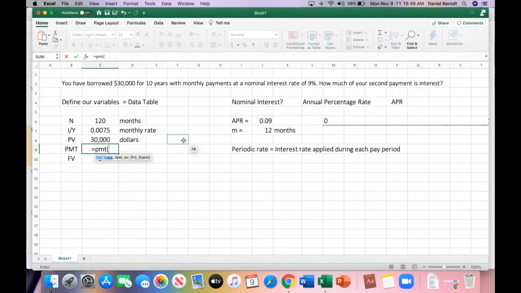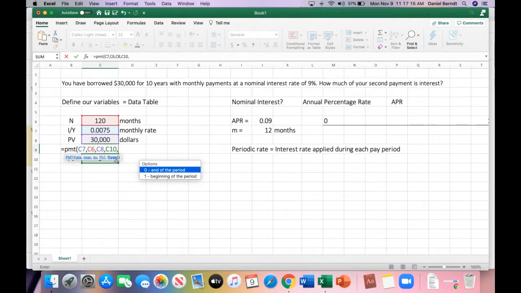Which makes it so much easier because now we can just cell reference all of these answers that it's asking us for. So when it says, what is the rate? We're just going to click on that cell and hit comma. It says, what is our number of periods? NPER is number of periods. Well, we're just going to click, comma. What's the present value? Click, comma. What's the future value? Click, comma.